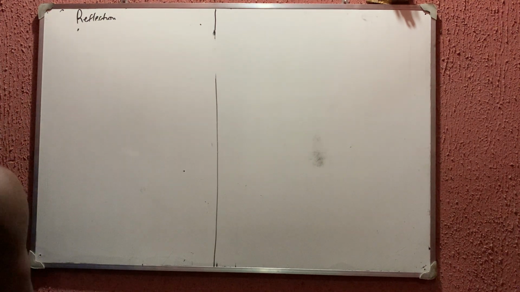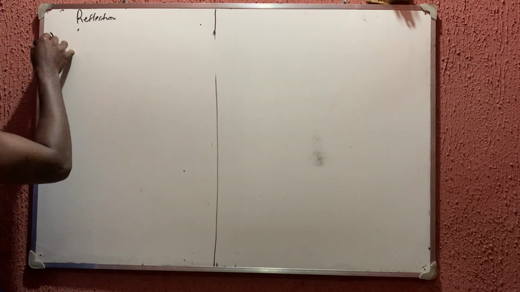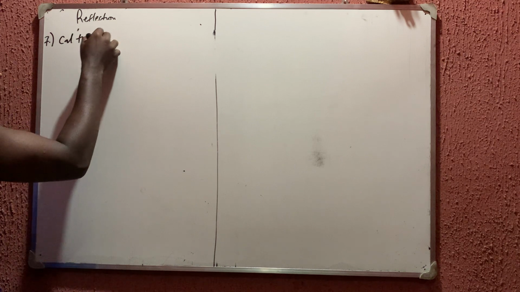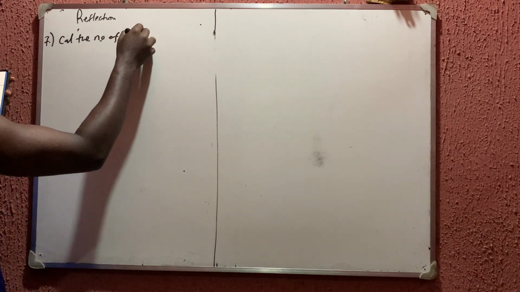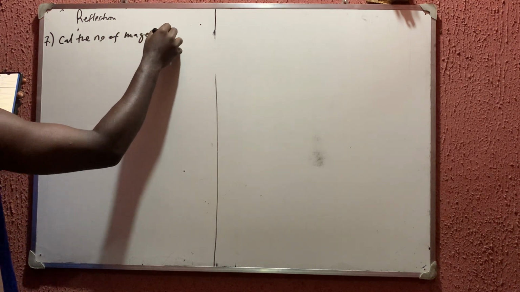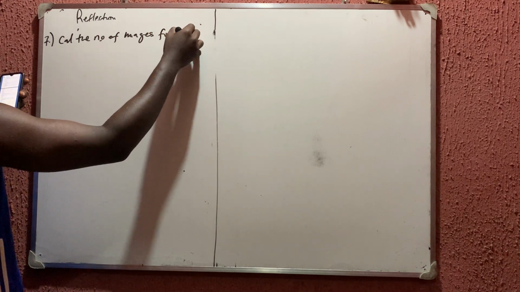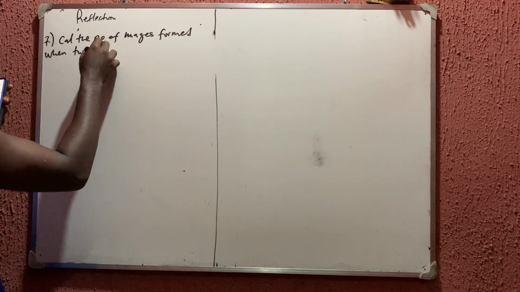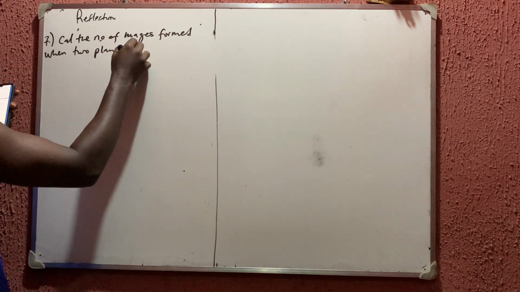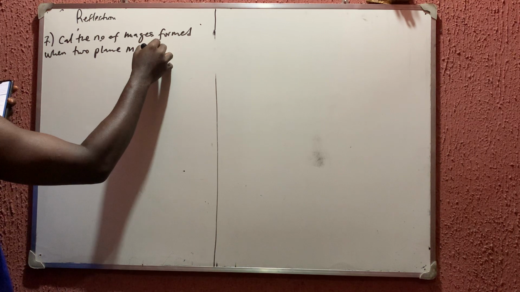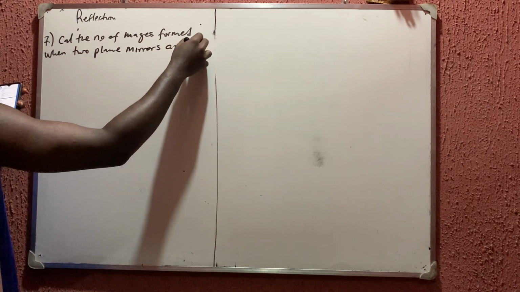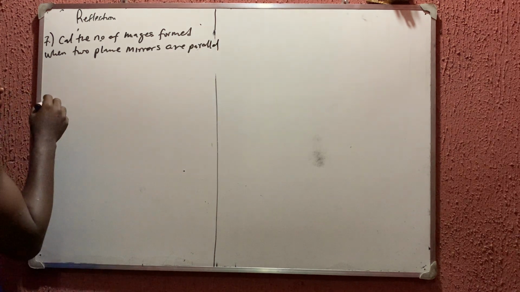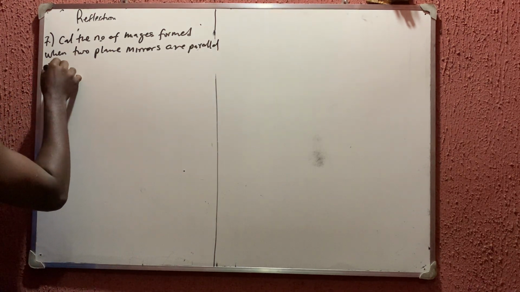Question number 7 said, calculate the number of images formed when two plane mirrors are parallel to each other.